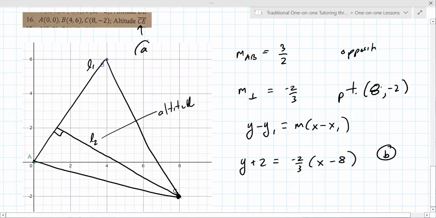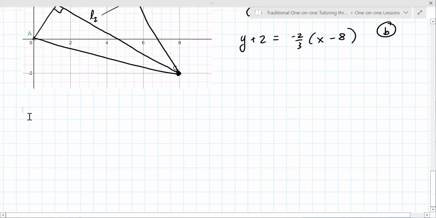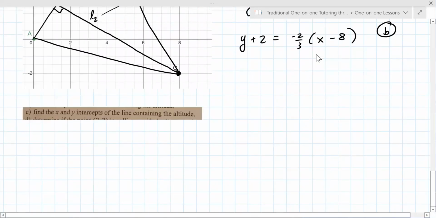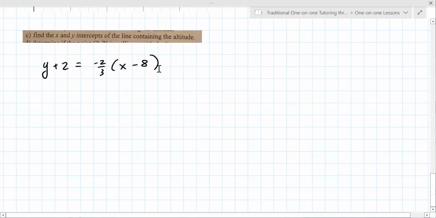And this is sort of part A, I guess, the graph. So now we move to part C, which is finding the x-intercept and the y-intercept of the line. So this one's worth doing. It's got some fractions. It's a little bit messy, but we can do it here. All right, so here's our equation. Do you want to do the x-intercept or the y-intercept first? Let's just do the x-intercept.